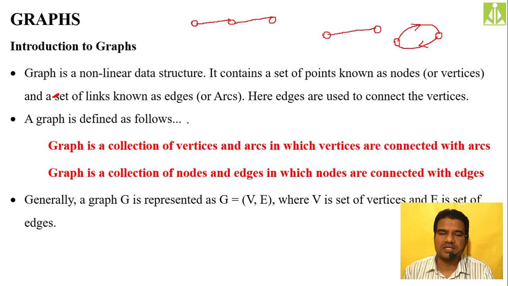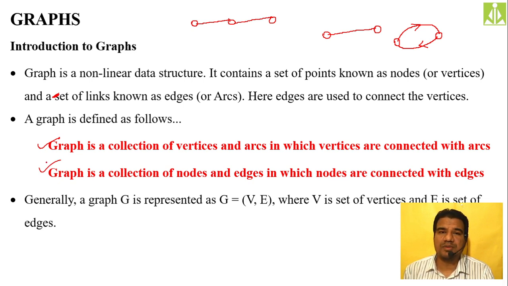So that is the reason why we simply said a graph is a collection of vertices and edges. A graph is a collection of nodes and edges where edges are used to connect the nodes. These two are the simplest definitions for a graph that you can remember.